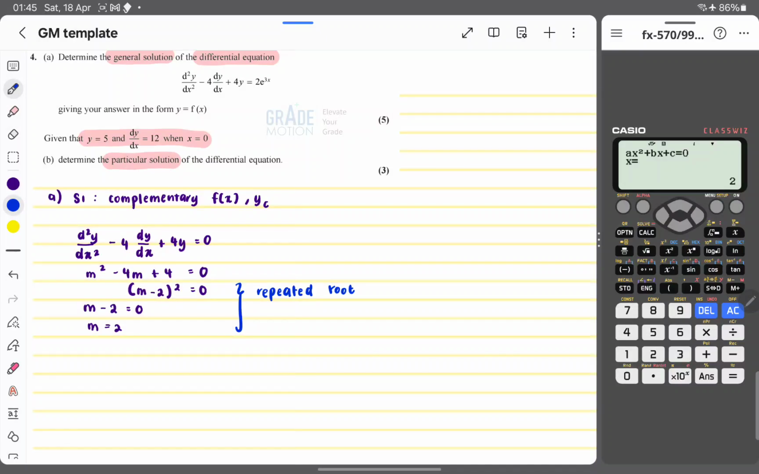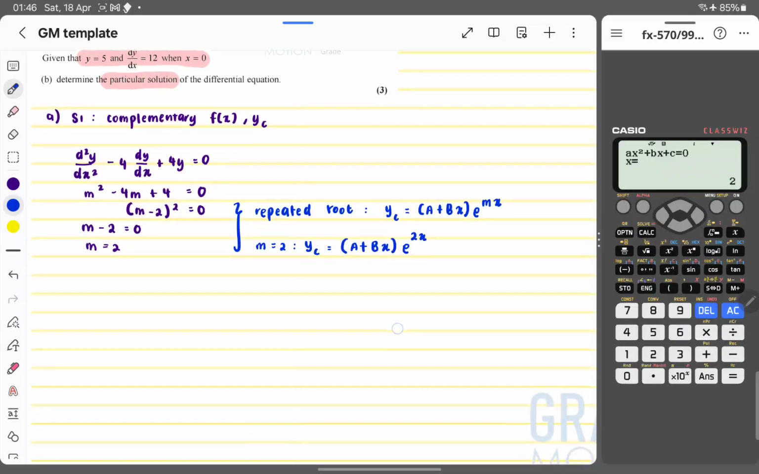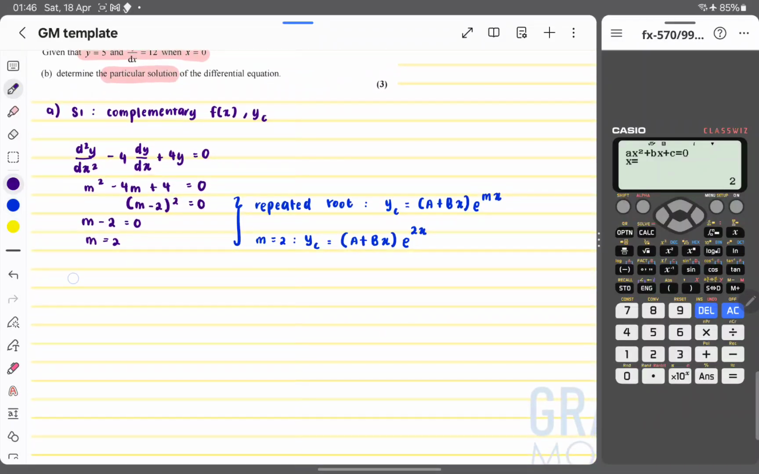And what is the formula for repeated root? Our YC would be in this form: (A plus Bx) e to the power of mx. And what is our m? Our m is equal to 2. Therefore, our YC is (A plus Bx) e to the power of 2x. We're done with the first part, which is finding the complementary function. Let's move on to the second step. Our second step is to find our particular integral.